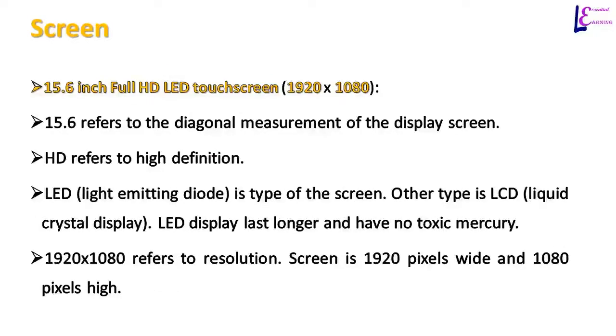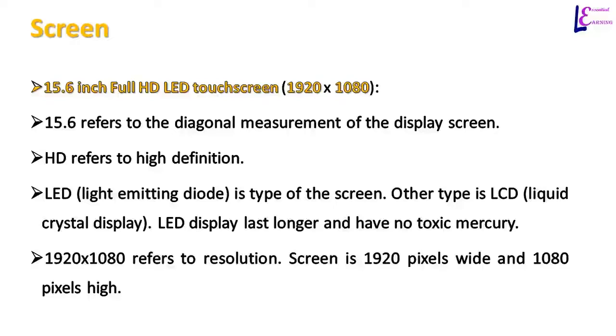Screens or monitors are display devices. Laptops and other portable devices come with a built-in display device. There are many types of display devices, but two have been very popular: LCD and LED. LCD or liquid crystal displays have been replaced by light emitting diode or LED displays because they last longer and have no toxic mercury. In this description of a screen, the diagonal measurement of the screen is 15.6 inches.